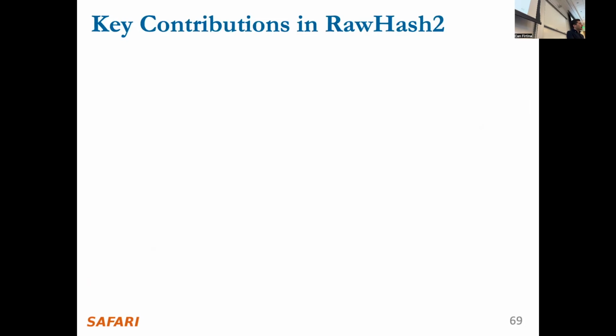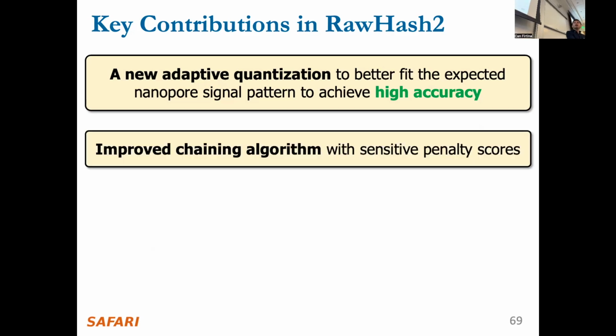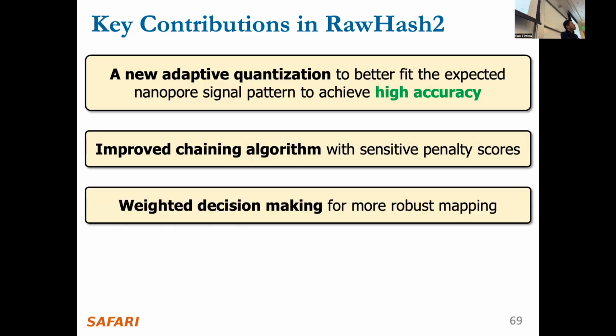and RowHash2. With just a single or two slides, I'll cover the optimizations that we make in RowHash2. RowHash2 is a follow-up work on RowHash to improve its accuracy and performance. What we bring in RowHash2 is a new quantization mechanism that is more accurate and also more efficient. We also improve the chaining algorithm with more sensitive penalty scores. Our decision making for stopping the mapping process is now ML decision making. We have an almost single layer, single neuron architecture that makes more robust decisions.